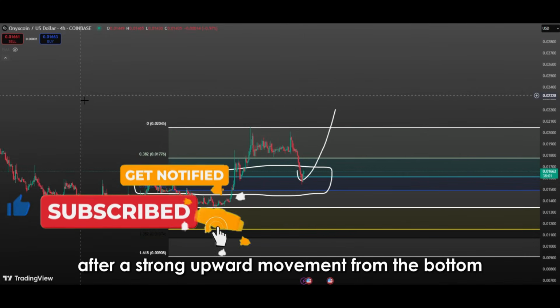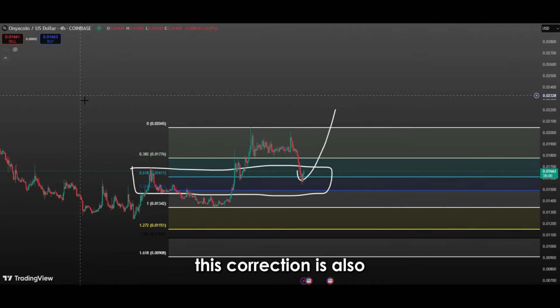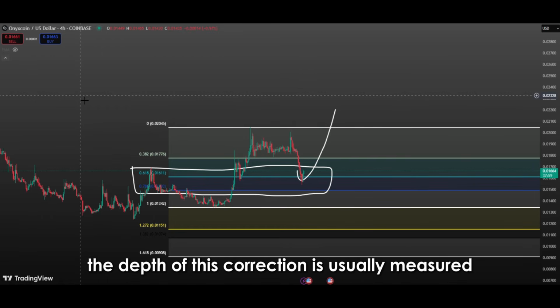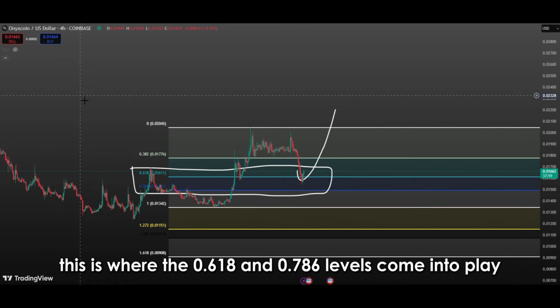After a strong upward movement from a bottom, an asset naturally enters a correction phase. This correction is also important for the health of the uptrend as it allows the market to rebalance. The depth of this correction is usually measured with Fibonacci retracement levels. This is where the 0.618 and 0.786 levels come into play.